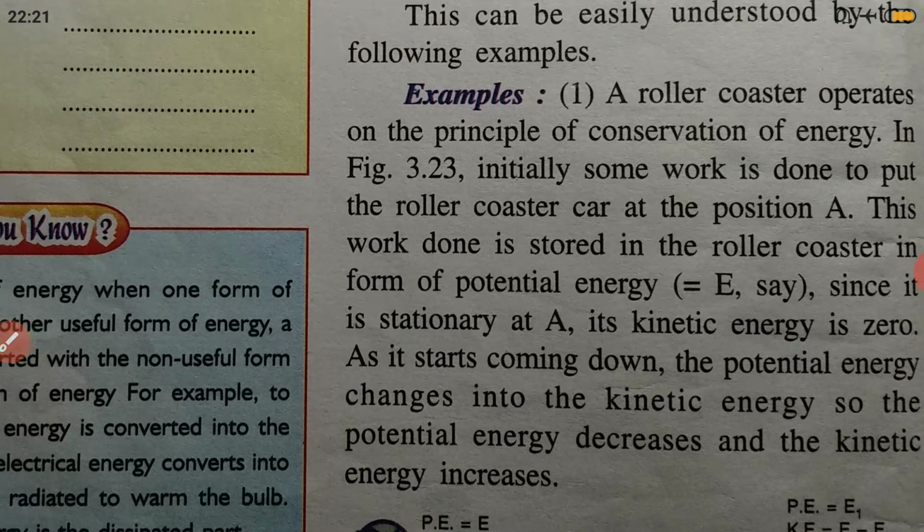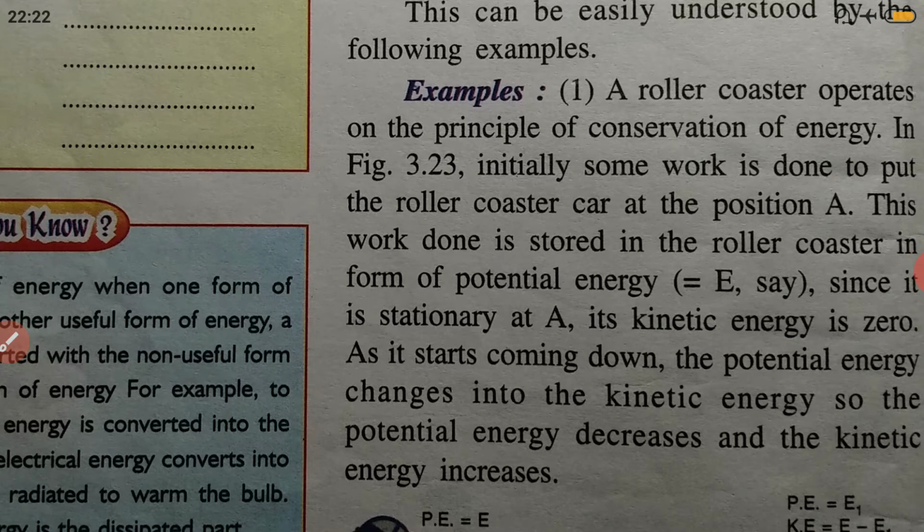In a roller coaster, okay, a roller coaster operates on the principle of conservation of energy. In the figure, as you have seen, initially some work is done to put the roller coaster car at position A. This work done is stored in the roller coaster in the form of potential energy since it is stationary at A. Its kinetic energy is 0 because it is not moving. As it starts coming down, the potential energy changes into kinetic energy. So the potential energy decreases and the kinetic energy increases, right?